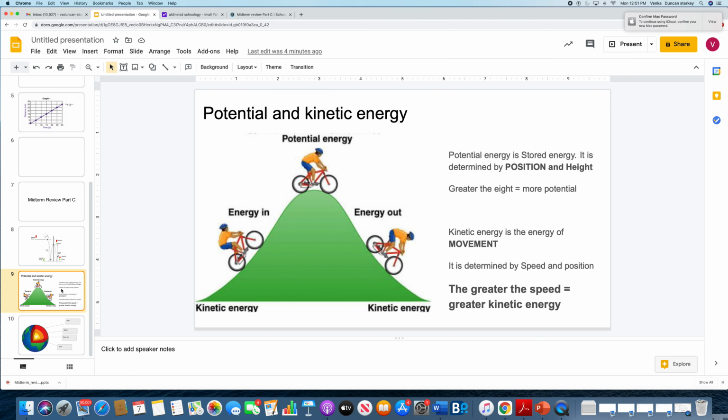My apologies. Kinetic energy is the energy of movement. Potential energy is stored energy, and it is determined by position and height. So here, the greater the height, the more potential.